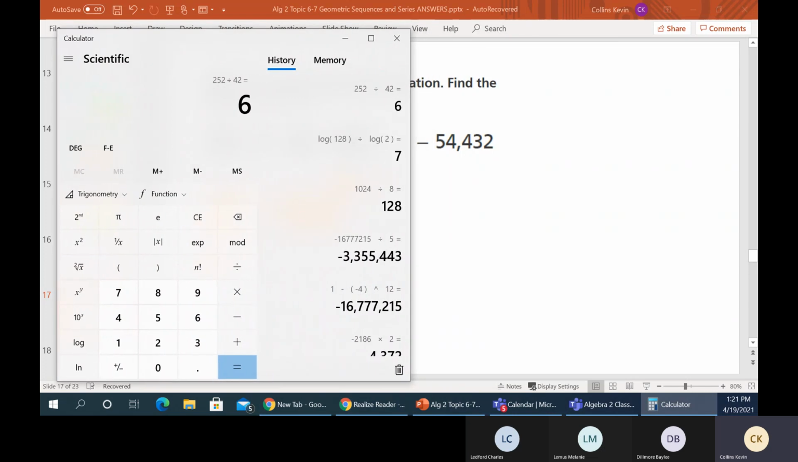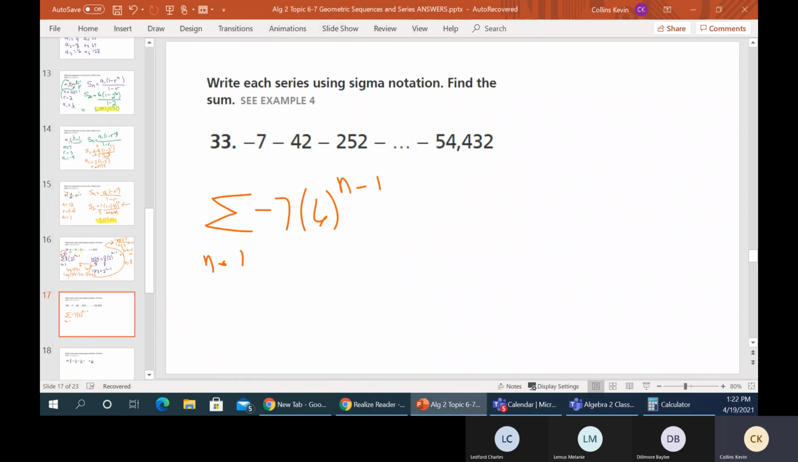So we've got 6 times negative 7. So that's minus 42. So that's our second guy, right? All right, then times 6. That's our third guy. Times 6. Fourth guy times 6. Fifth guy times 6. Seventh guy. So n equals 7. Oh, and then they want the sum. We didn't do that on the last one, did we?